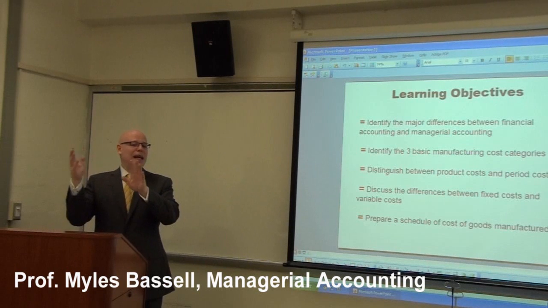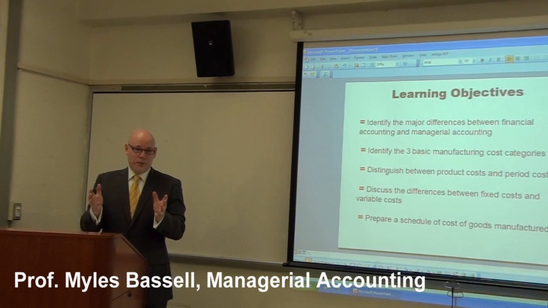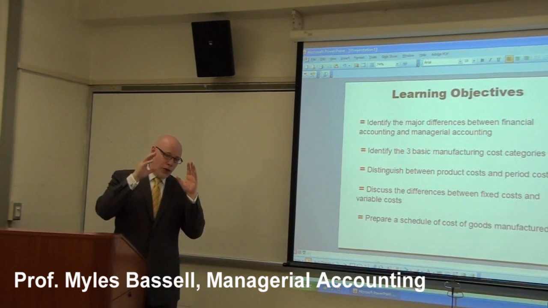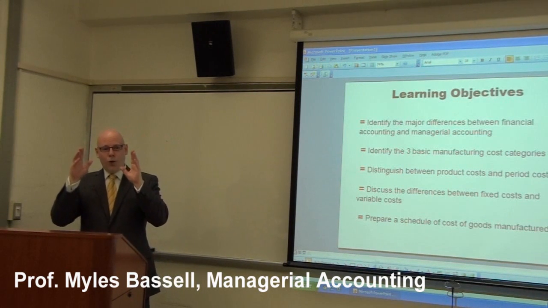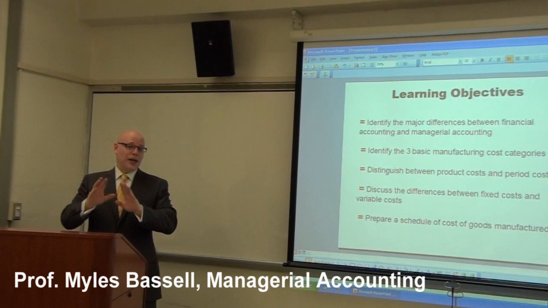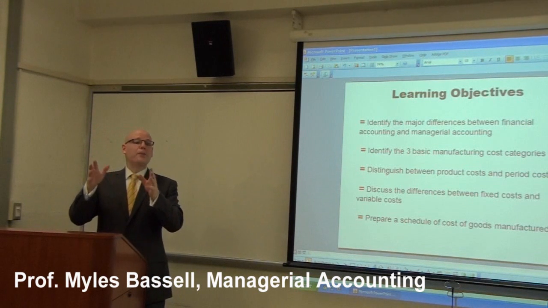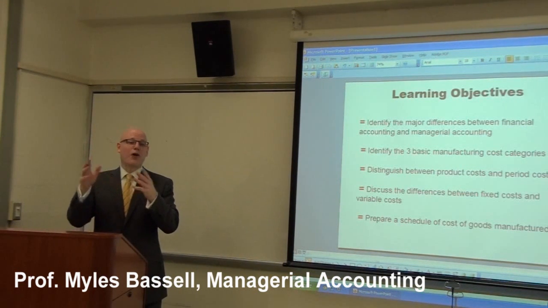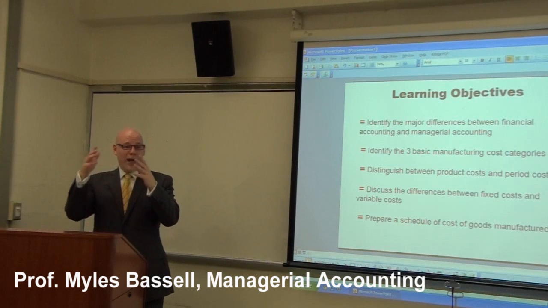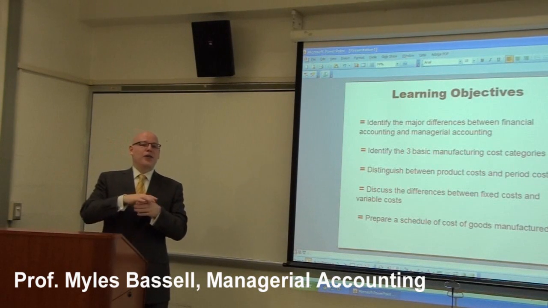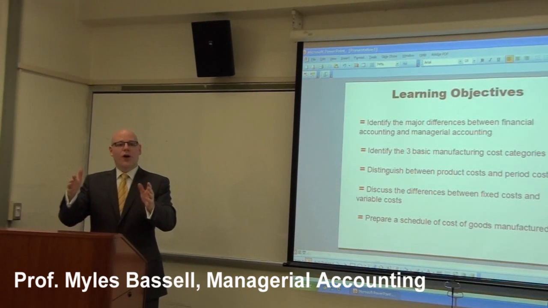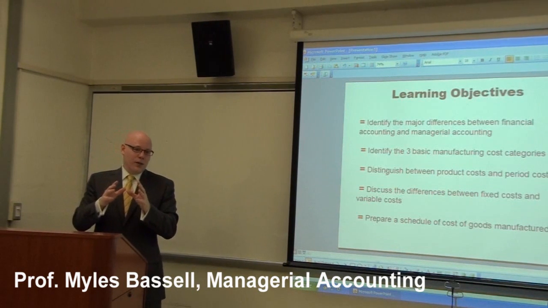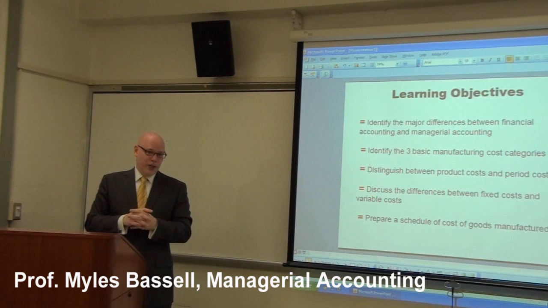So there's three main types of inventory. There's the raw materials, there's the work in process, which is also sometimes referred to as work in progress, and very often referred to as WIP, and finished goods inventory, all of which are assets on the company's balance sheet.